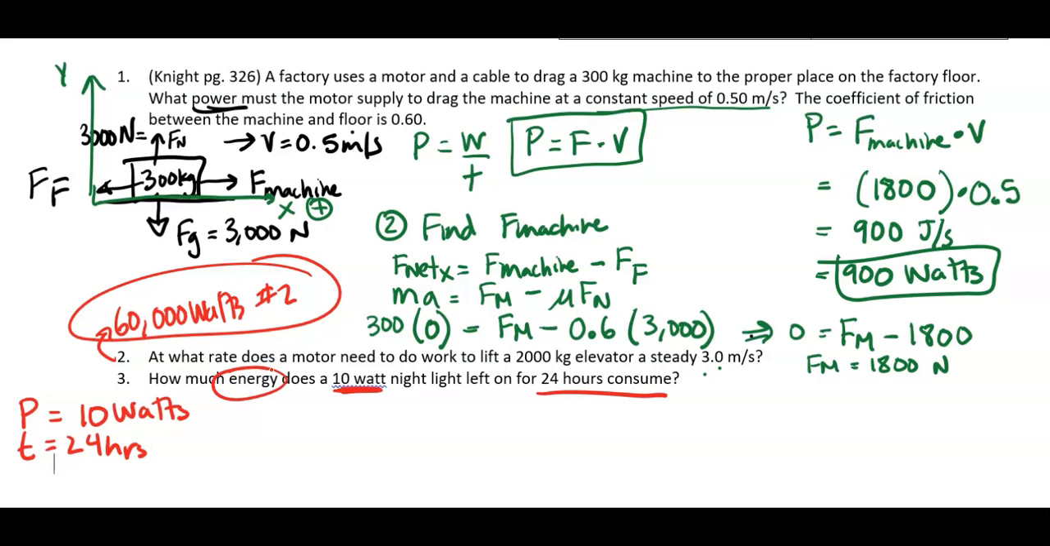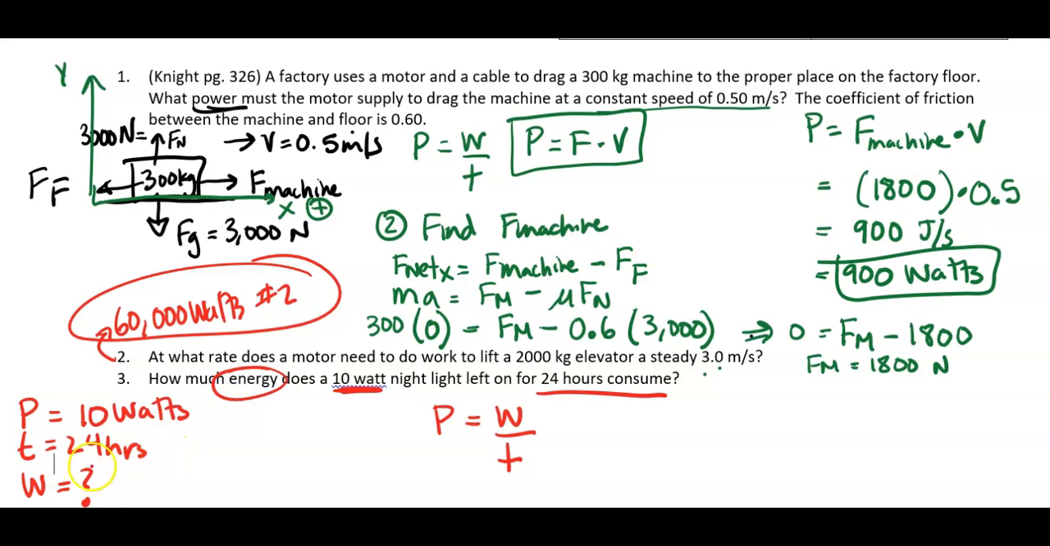So that is basically we add energy to the system. We do that by adding work to the system, or doing negative work to the system if we're taking away energy. So we are essentially finding work in this case. I know our equation for power is going to be work over time. I just have to double check my units first. Power is 10 watts, and that is in joules per second. So I'm going to need to convert these hours to seconds.